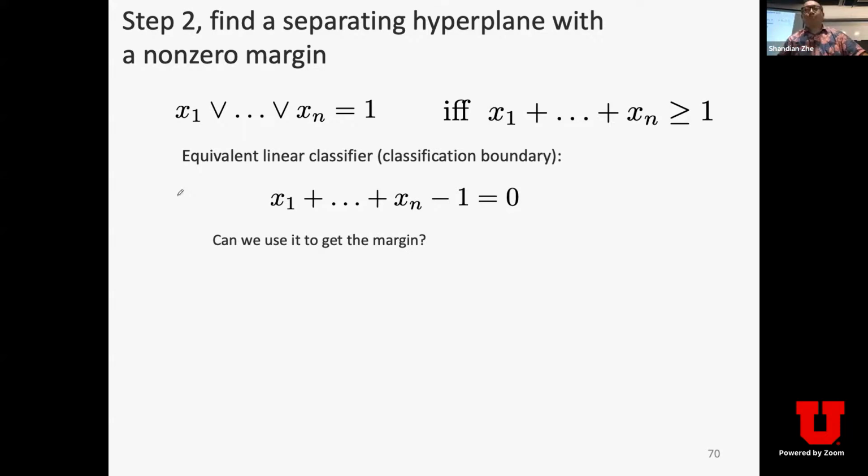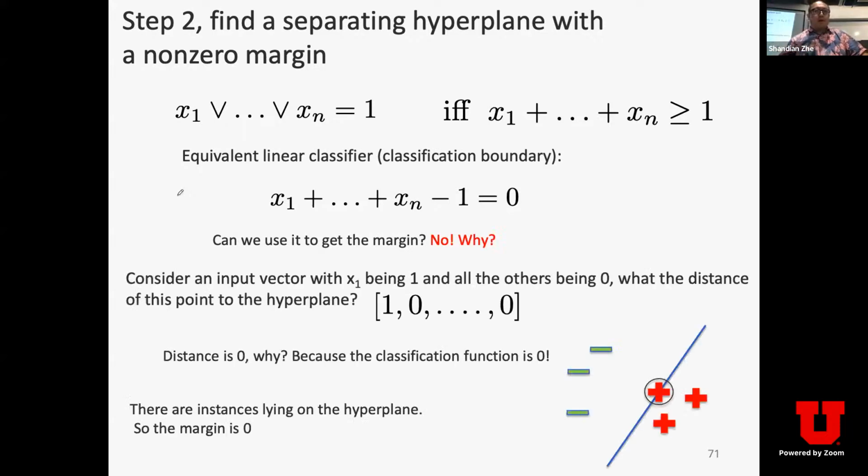Okay, so now we can find some counterexamples, right? If you just pick one feature to be 1 and set all the other features to be 0, the left-hand side is simply 0, right? That means that point will stay on the hyperplane. Why? Because the distance is 0, right?